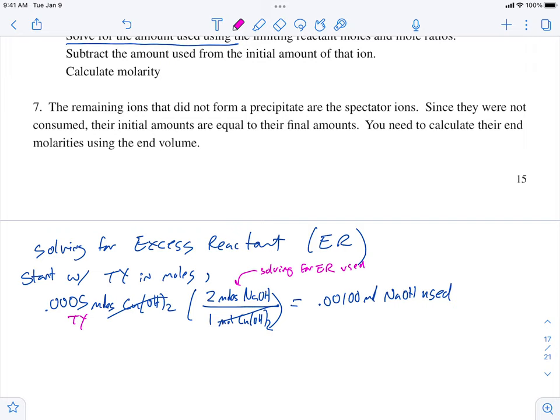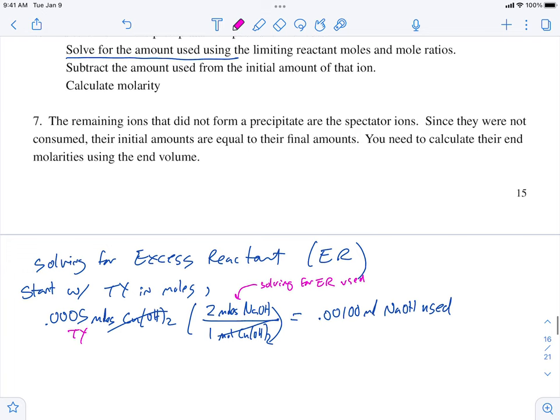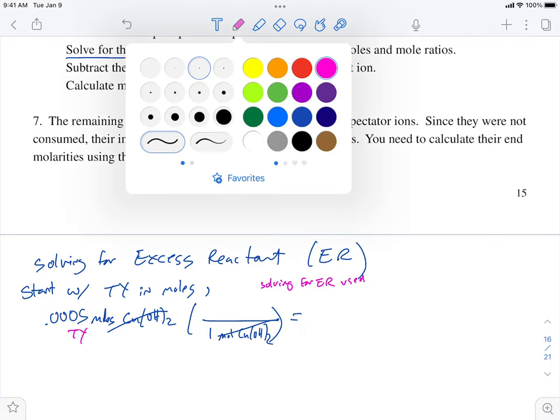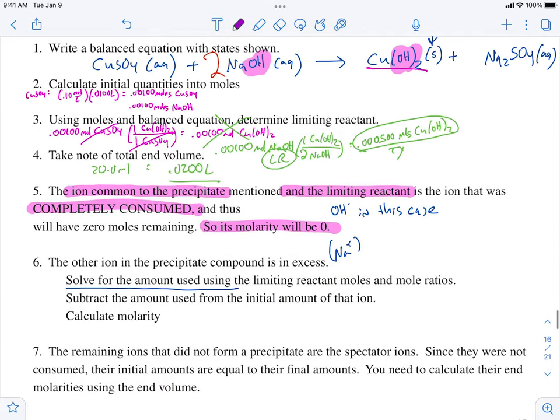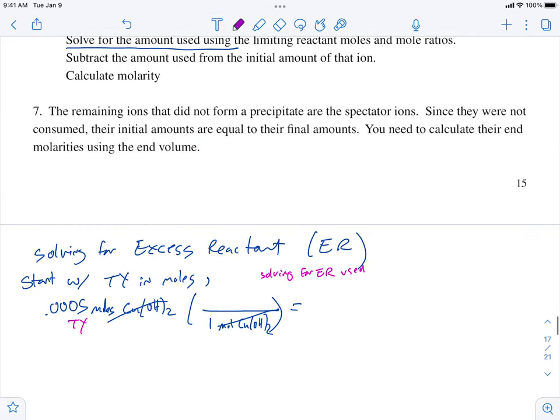You know what? I just realized something. All right, let's back it up. Sorry. I don't want to solve for the sodium hydroxide. I want to solve for the other one because I know how much sodium hydroxide was used. Sorry. Let's go back and erase. Let's just change the numerator here. Okay. It's the copper sulfate.